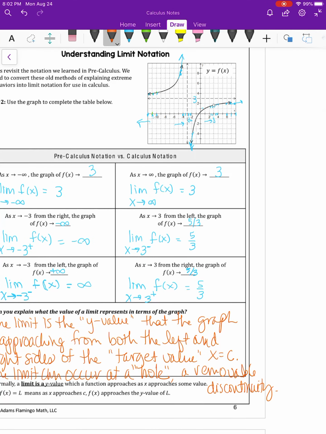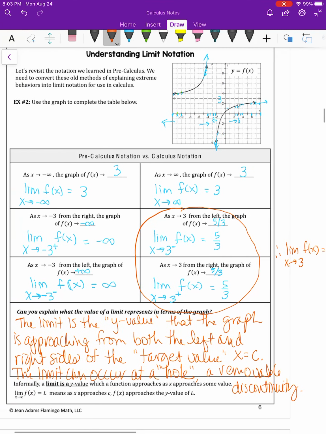So when you're looking at these two limits, one is approaching 3 from the left and it's 5/3, one is approaching 3 from the right and it's 5/3. So we could say that therefore the limit as x approaches 3, just the general limit of f of x, is 5/3 because the left-hand limit is 5/3 and the right-hand limit is 5/3.